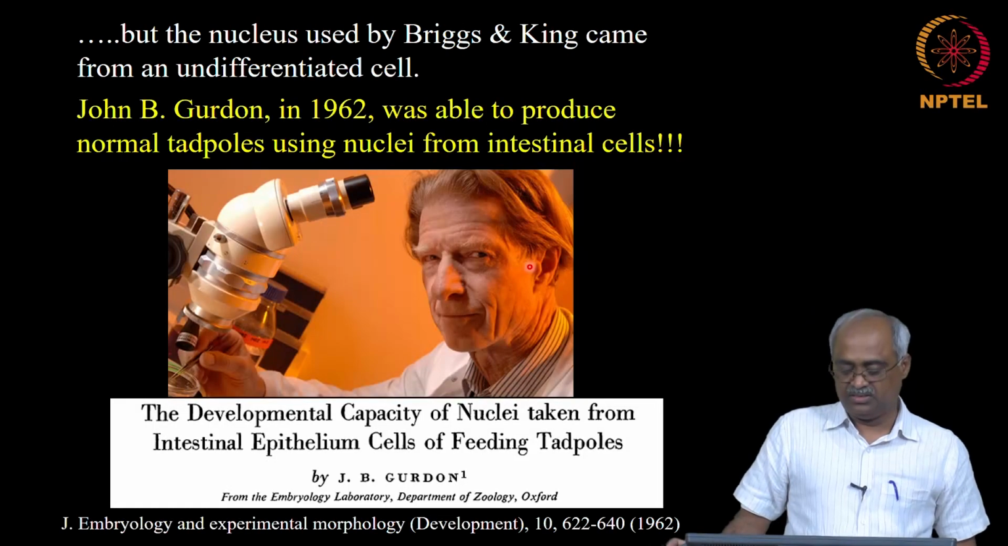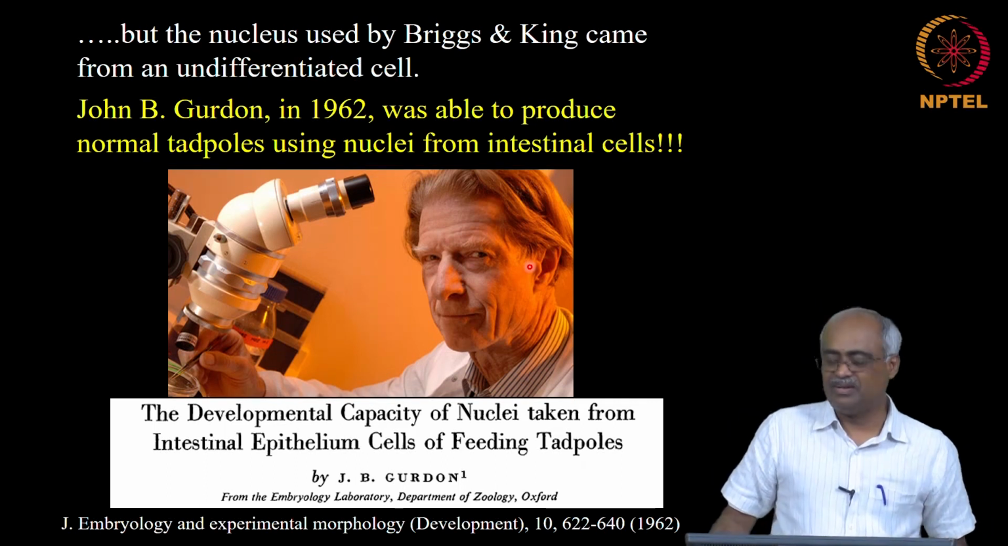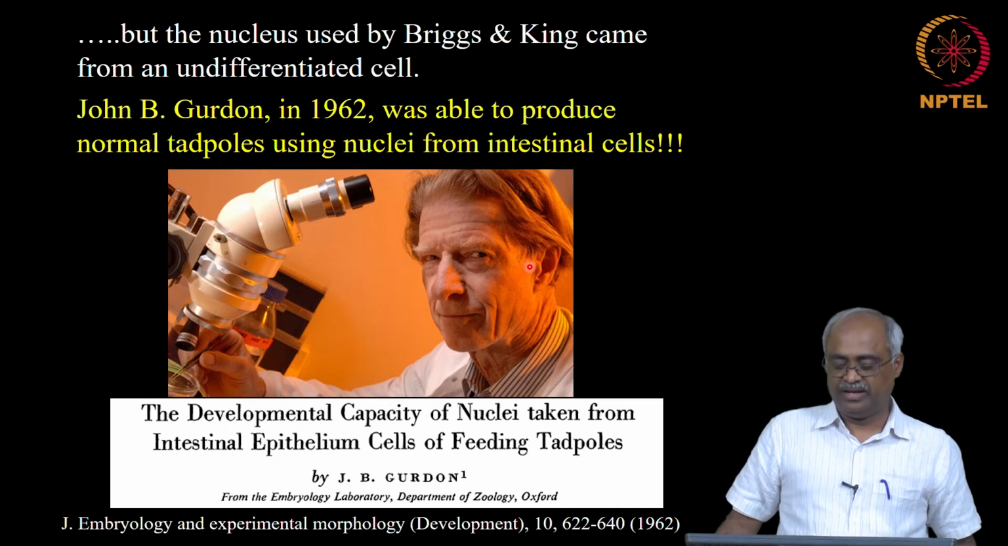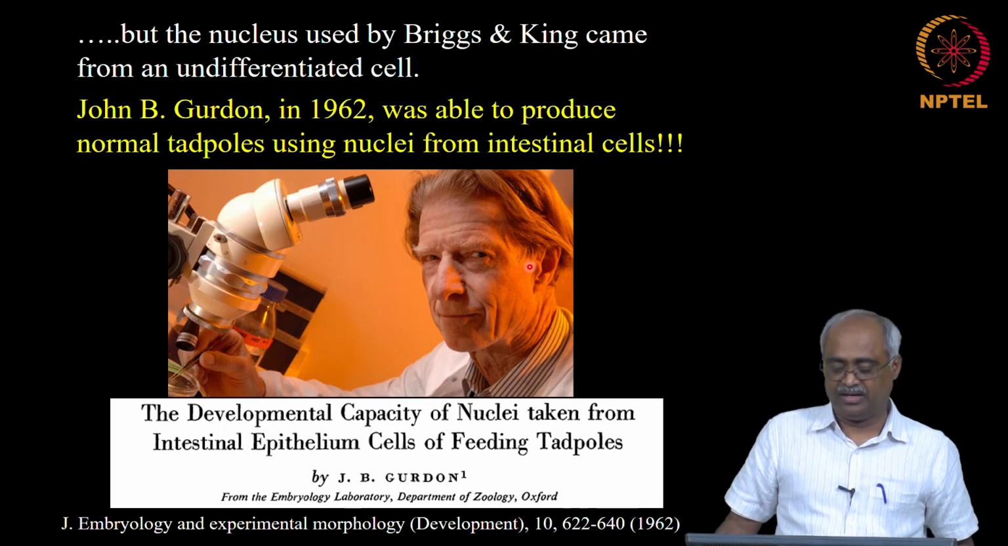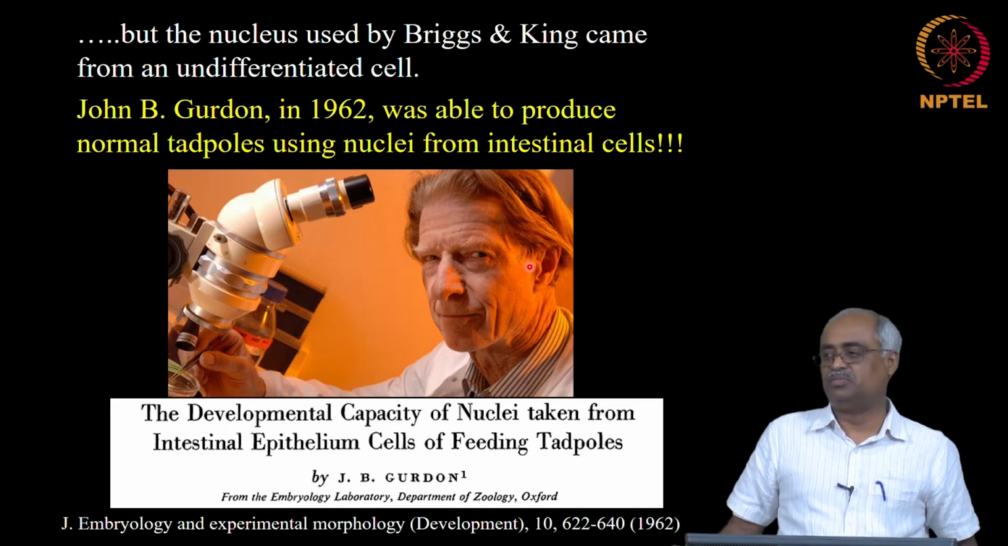John Gurdon got the Nobel Prize just a few years ago, less than 10 years ago, I forgot exactly, but the work was done in 1962. He got the Nobel Prize along with the Yamanaka group for somatic cloning in mouse. They did it very recently in mouse, but he had done it in the 1960s, and he showed that you can take intestinal cell nuclei and introduce them using Briggs and King's technique, and they can develop all the way up to tadpoles.